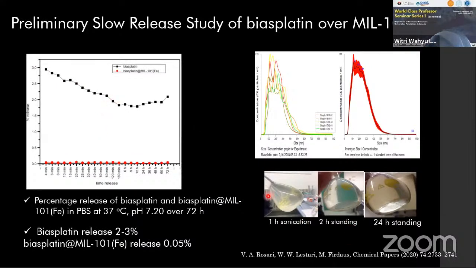And what's the problem here? Our material, or the drug itself, has very low dispersion in this case. That's why we try to track the size of the drug that we have synthesized, and it is still in the range of around 500 nanometers. It's quite big. This is the challenge: how to make the drug smaller, in the nano size.